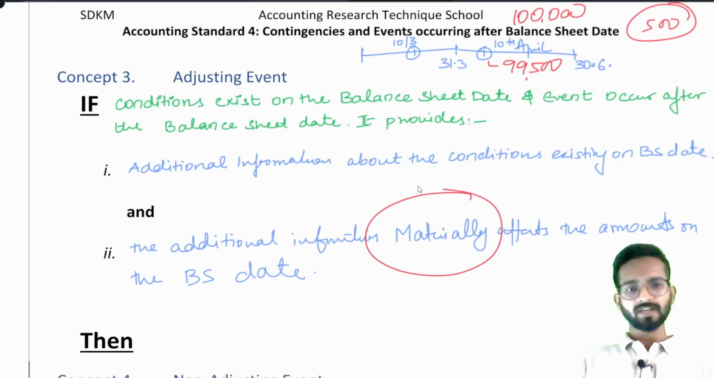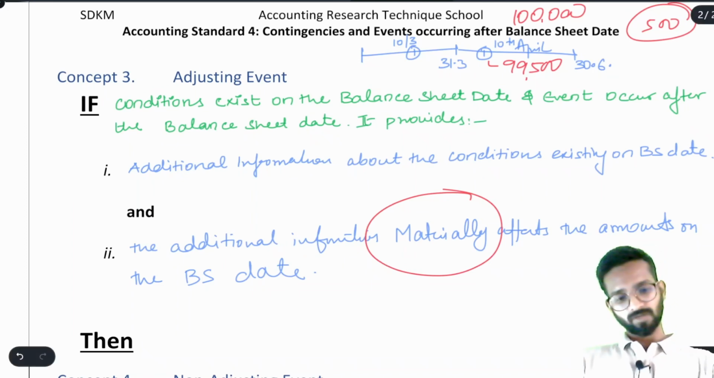You will write there as bad debt or something. You will not say that this is an adjusting event and all. You can say the additional information materially affects the amount in the balance sheet. 500 rupees is not material for the business, okay?